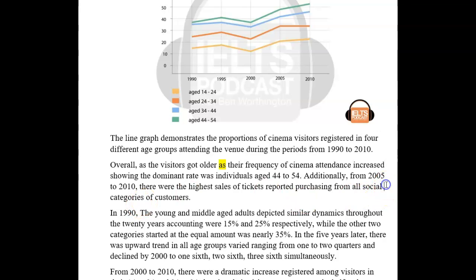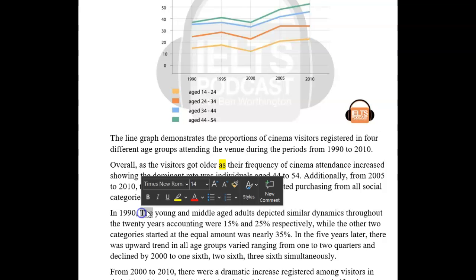Social categories, yeah, okay. In 1990, the young and middle-aged adults depicted. You don't need the, that can go because you're talking in general. Young and middle-aged adults depicted similar dynamics. Great language here. Depicted. You've got demonstrated, really nice here. Similar dynamics throughout 20 years.